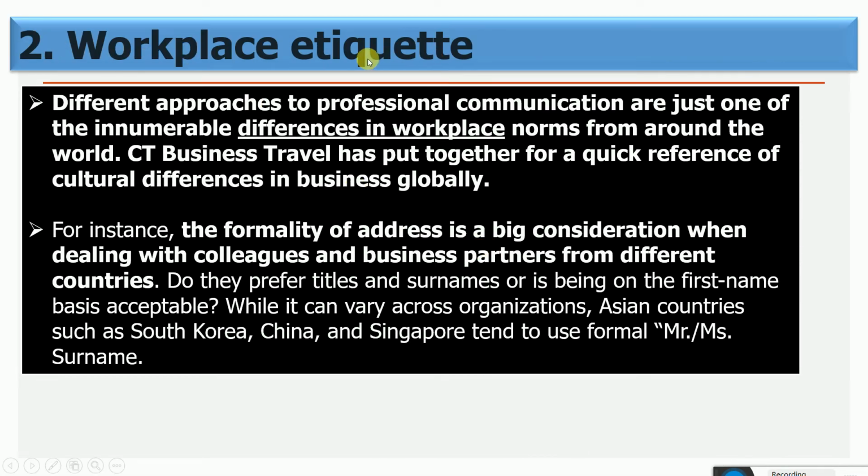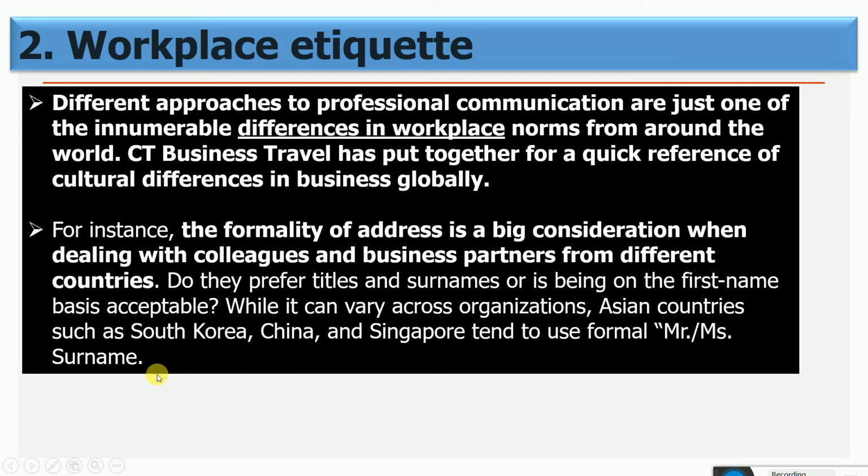Workplace etiquette. Different approaches to communication are just one of the immeasurable differences in workplace norms around the world. City Business Travel has put together a quick reference of cultural differences in business globally. For instance, the formality of address is a big consideration when dealing with colleagues and business partners from different countries. Do they prefer titles and surnames, or are first names acceptable in business? While it can vary across organizations, Asian countries such as South Korea, China and Singapore tend to use the formal Mr. or Mrs.